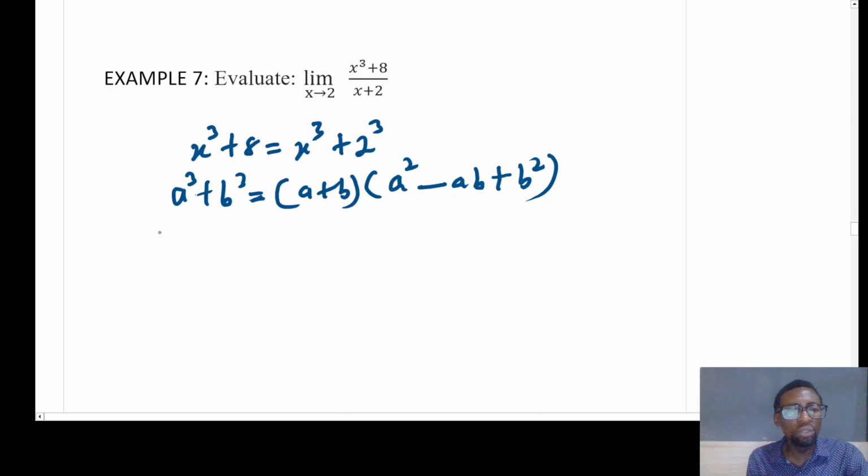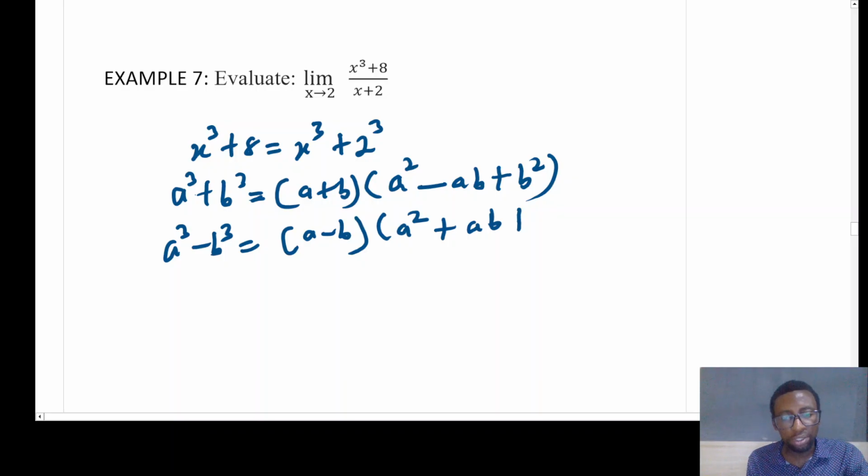Let me give it for difference of 2 cubed. The difference of 2 cubed is a cubed minus b cubed. This will give us what? a minus b, bracket. If you have minus here, you have minus here. This will be a squared. Then this one is always the opposite sign, so it's plus ab. And this last one is always plus, plus b squared. So you have to master this formula.